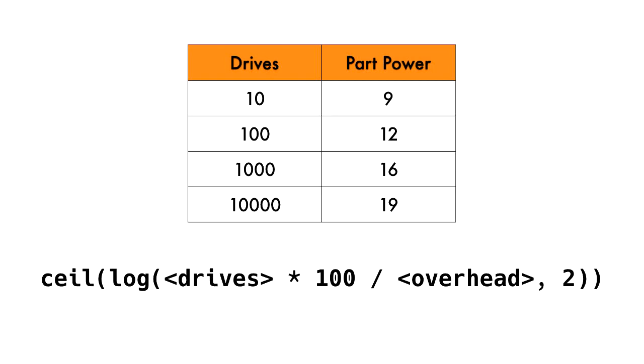If you've got 10 drives, you can have a part power of 9. If you've got 10,000 drives, a part power of 19. And there's not too much. It's really just the biggest power of 2 that gives you that number. So notice, though, that I'm doing this based on number of drives and not particularly the drive capacity.